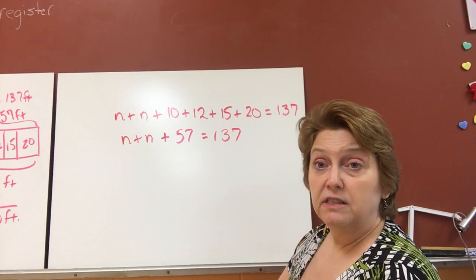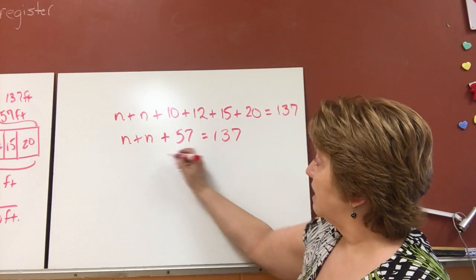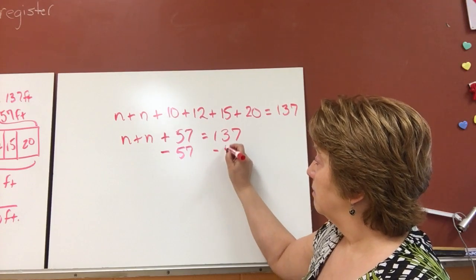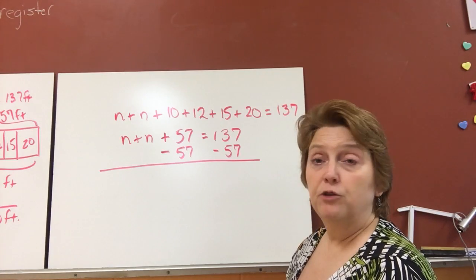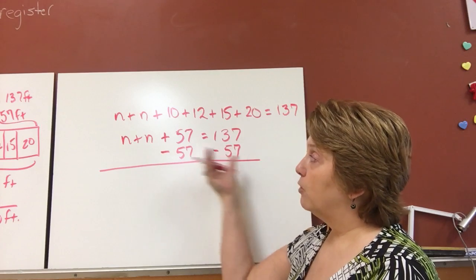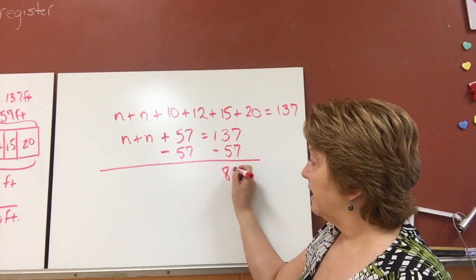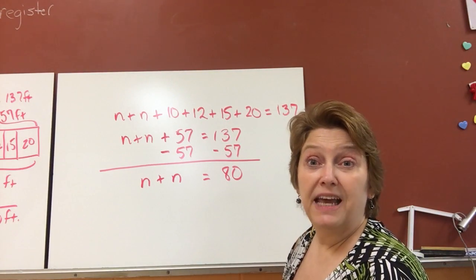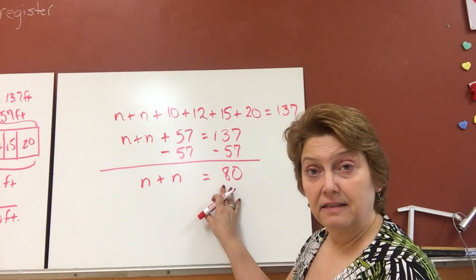So what did I do with the 57? Well, if you remember, I took the 57 and I subtracted it from the 137. So that's exactly what I'm going to do in my equation. And this is the subtraction property of equality. If I subtract the same thing from both sides of my equation, I will still have the same value. So if I subtract this, I get 80 on this side, which means that n plus n is going to have to be 80.